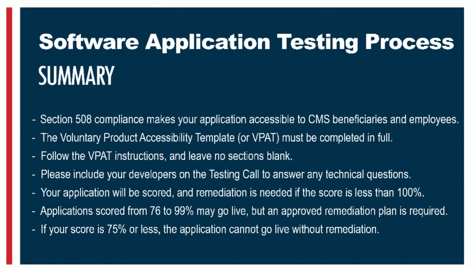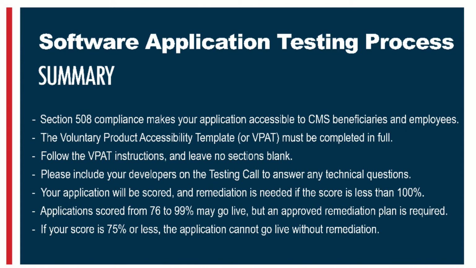Let's summarize the details of the CMS software application testing process. Section 508 compliance makes your application accessible to CMS beneficiaries and employees. The Voluntary Product Accessibility Template, or VPAT, must be completed in full. Follow the VPAT instructions and leave no sections blank. Please include your developers on the testing call to answer any technical questions.